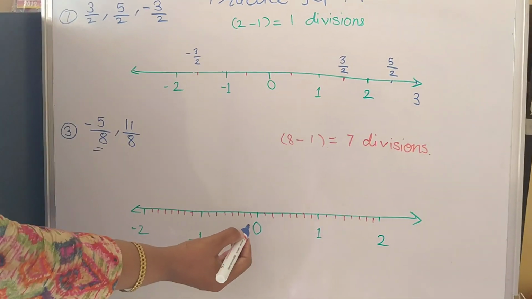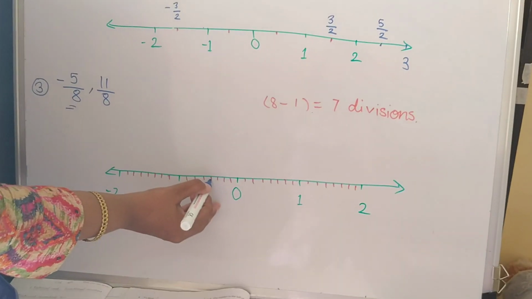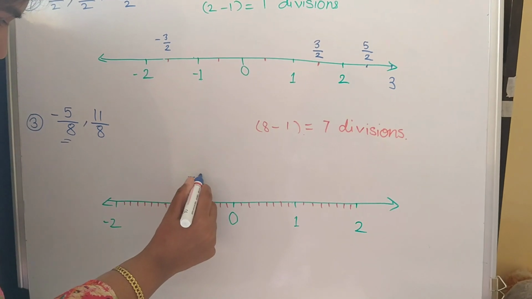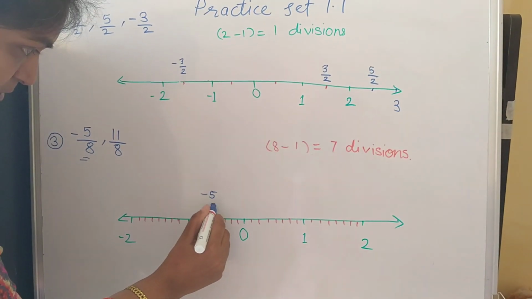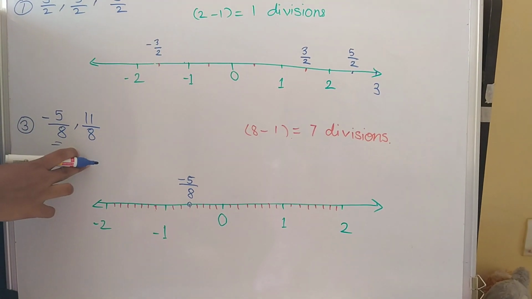A negative number means the left side of the number line. 1, 2, 3, 4 and 5. Here it will be minus 5 upon 8 at this point. Then 11 upon 8.